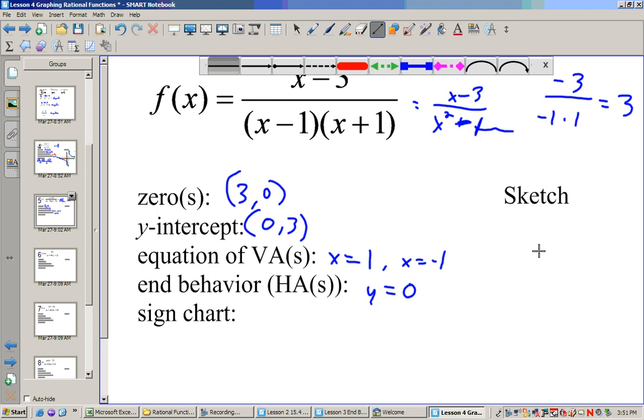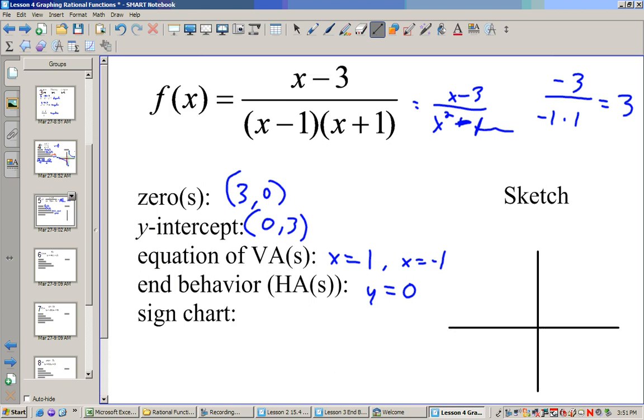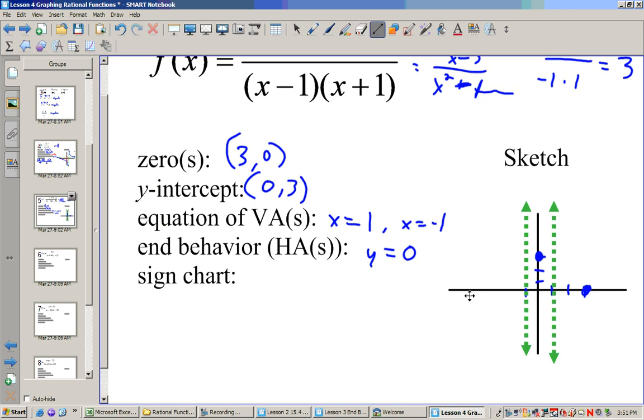So now I will sketch my graph to the right here. We'll have a zero at 3, y-intercept at 0, 3. Vertical asymptote at positive 1. Try this again. At positive 1 and at negative 1. And now our end behavior is at y equals 0. So I have all these things on my graph. Now I just need to figure out how to graph it.